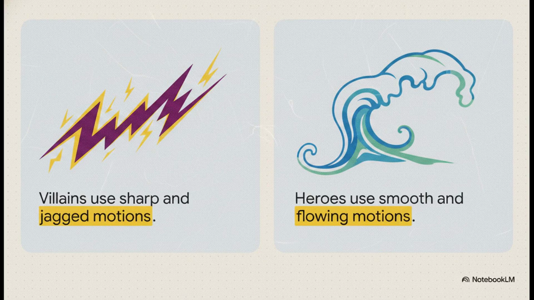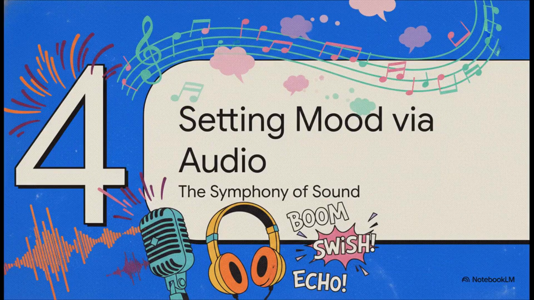In animation, how things move tells us exactly who they are. Your villains? They're usually going to have these sharp, jagged, totally unpredictable motions. But your heroes? Their movements are smooth, flowing, confident. And that subconsciously signals their inner nature to the viewer. Plus, because it's animation, you can literally exaggerate this stuff. Characters can squash and stretch to show an extreme burst of emotion. It's so cool. All right, moving into Section 4, Setting Mood with Audio.